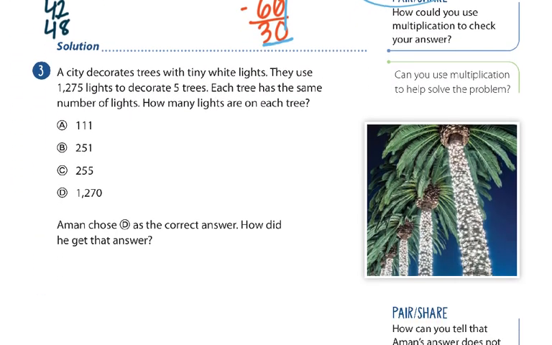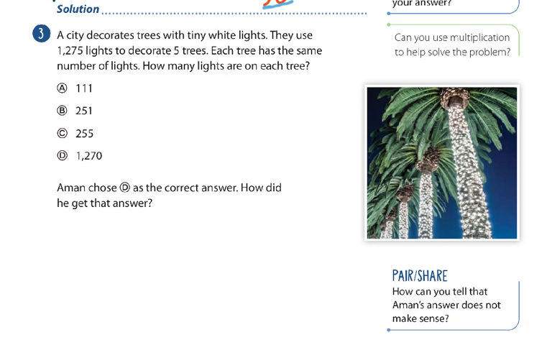All right, let's go down to number 3. Ready to read. A city decorates trees with tiny white lights. They use 1,275 lights to decorate 5 trees. Each tree has the same number of lights. How many lights are on each tree? Circle lights. How many trees? Good.